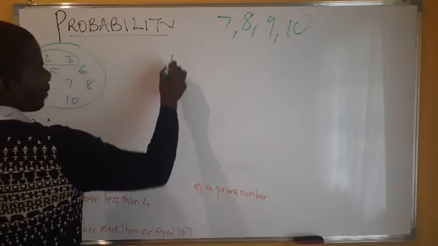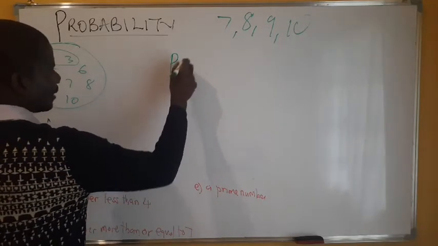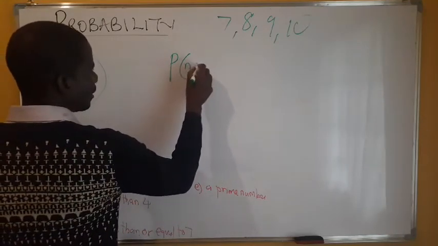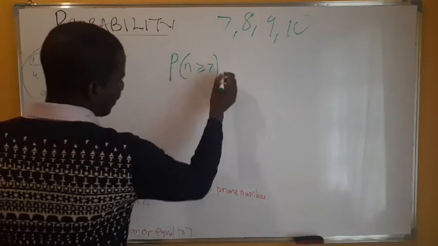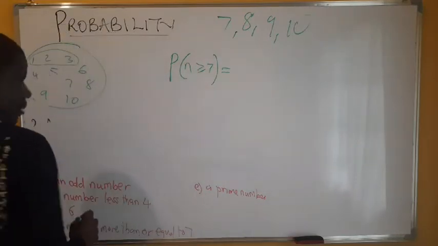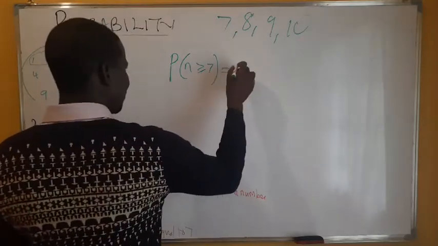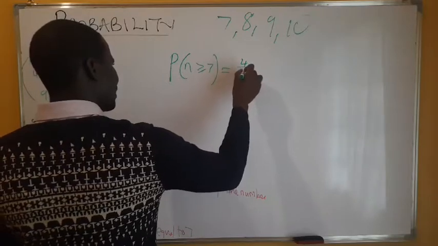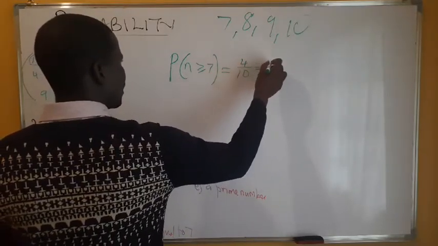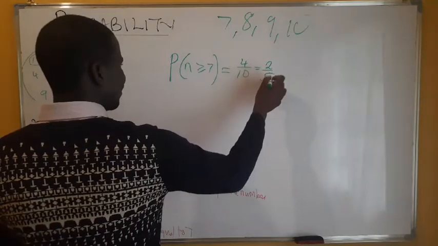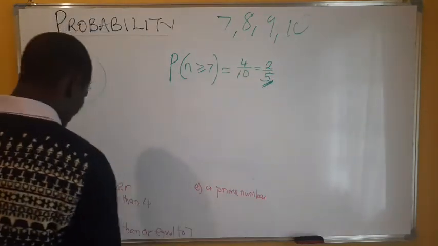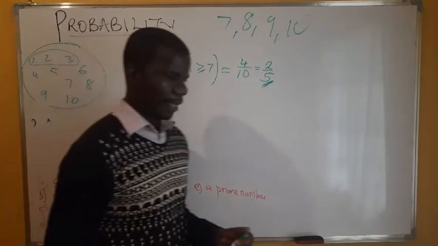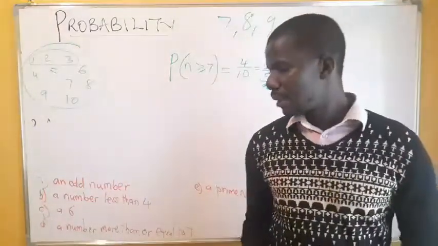So we are going to say now the probability of picking a number that is greater than or equal to 7. There are how many? We have 4 of them over 10. We can simplify this by saying 2 over 5. This is what is going to be our answer. Are we together? And then we look at the last one.